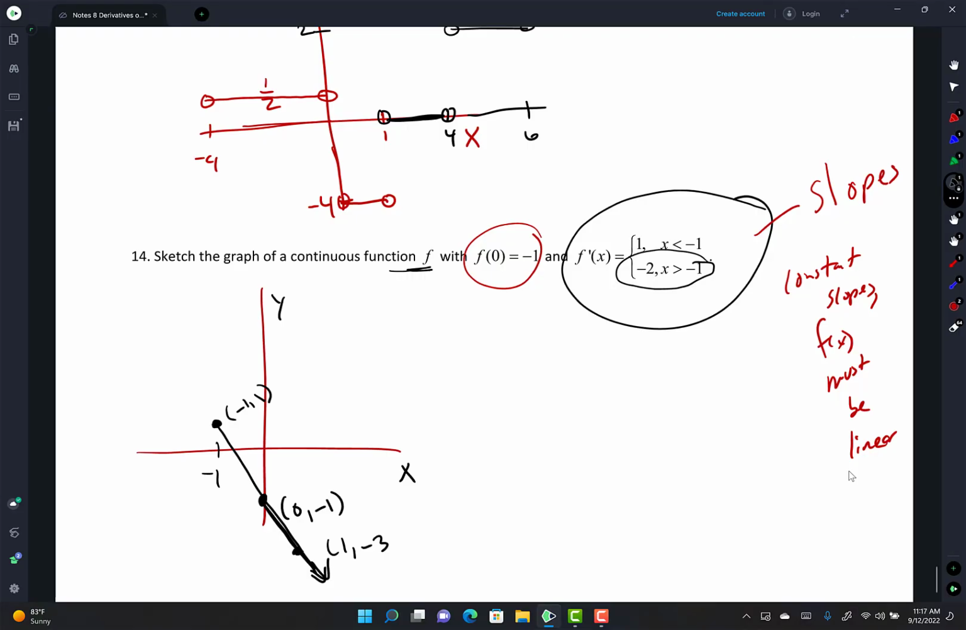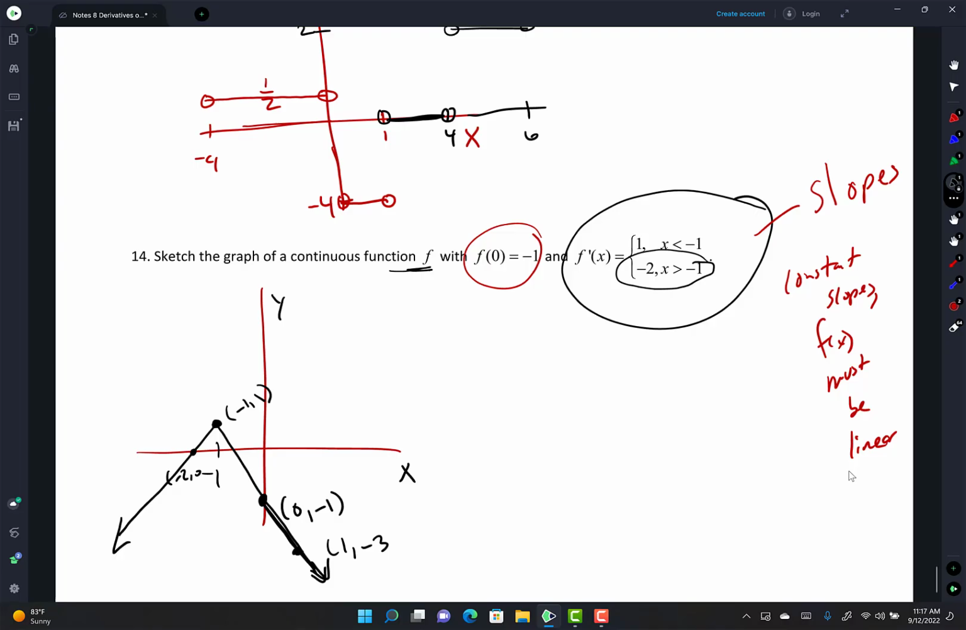There's the slope of negative 2. I'm going left to right. Now to the left of negative 1, it better be a positive slope, right? So here it is. Go down 1, left 1, point. You should have a point at negative 2, 0. And there it is. We're done.